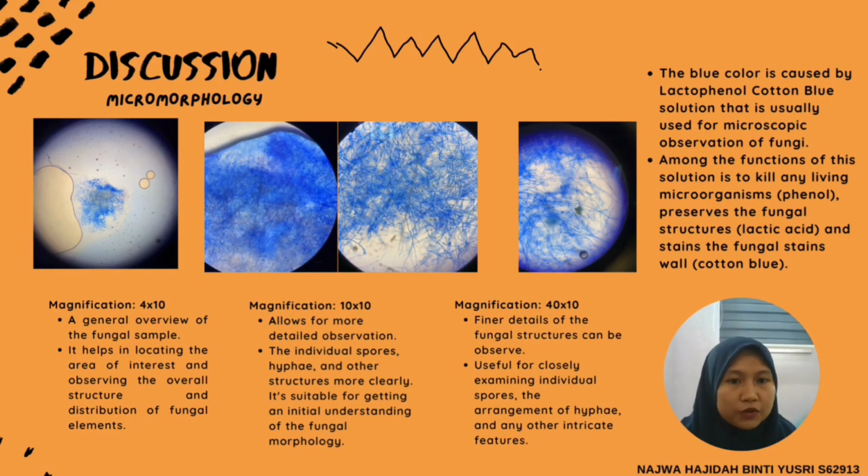In the first picture, which is 4 times magnification, we can see a general overview of the fungal sample. It helps in locating the area of interest and observing the overall structure and distribution of fungal elements. The second one is 10 times magnification, which allows for more detailed observation, and the individual spores, hyphae and other structures are seen more clearly. It is suitable for getting an initial understanding of the fungal morphology. The last one is 40 times magnification. We can see finer details of the fungal structure, and it is useful for closely examining the individual spores, the arrangement of hyphae, and any other intricate features.